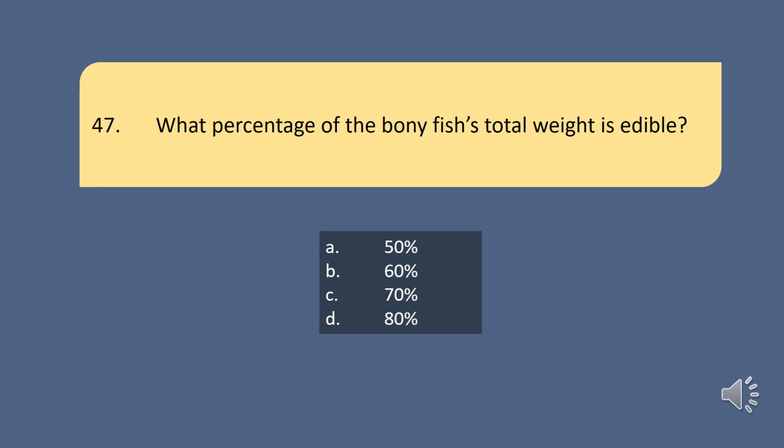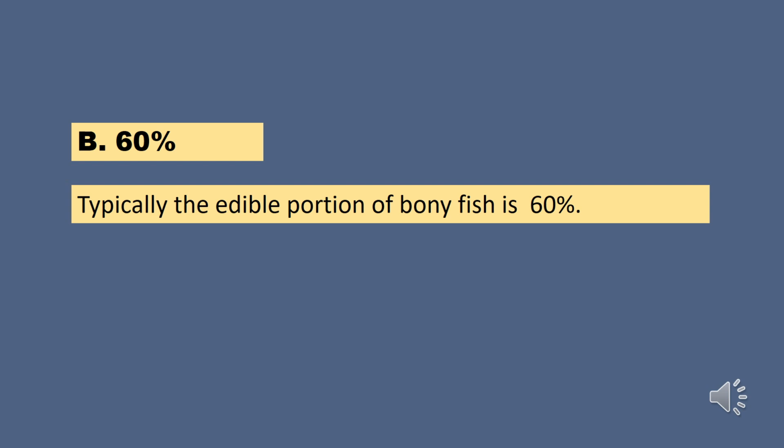A. 50%. B. 60%. C. 70%. D. 80%. The correct answer is letter B. 60%. Typically the edible portion of bony fish is 60%.